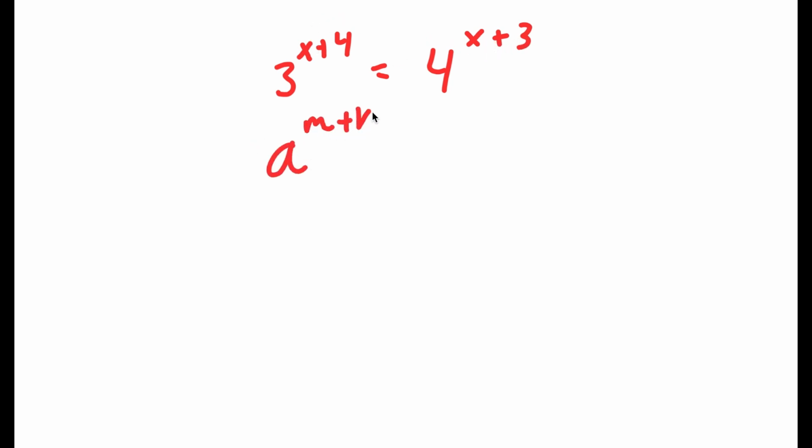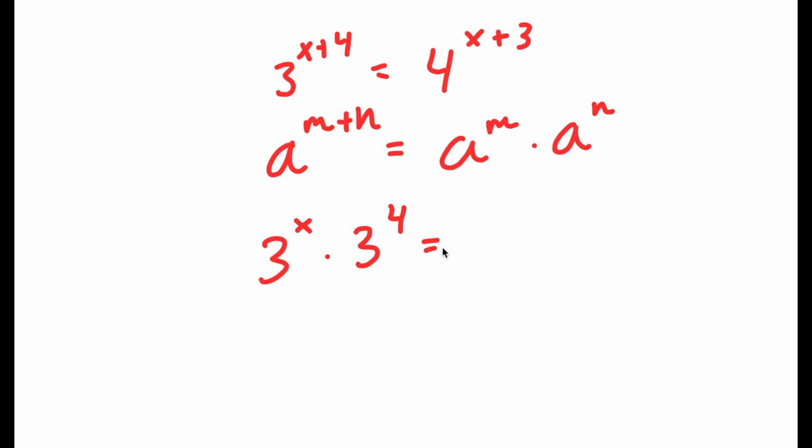Alright, so in this problem, I have 3 to the power of x plus 4 is equal to 4 to the power of x plus 3. So now to solve this, I'm going to first start by using the property that states that if I have something in the form a to the power of m plus n, this is equal to a to the power of m times a to the power of n. So 3 to the power of x plus 4, that's going to equal 3 to the power of x times 3 to the power of 4. And 4 to the power of x plus 3, that's going to equal 4 to the power of x times 4 to the power of 3.